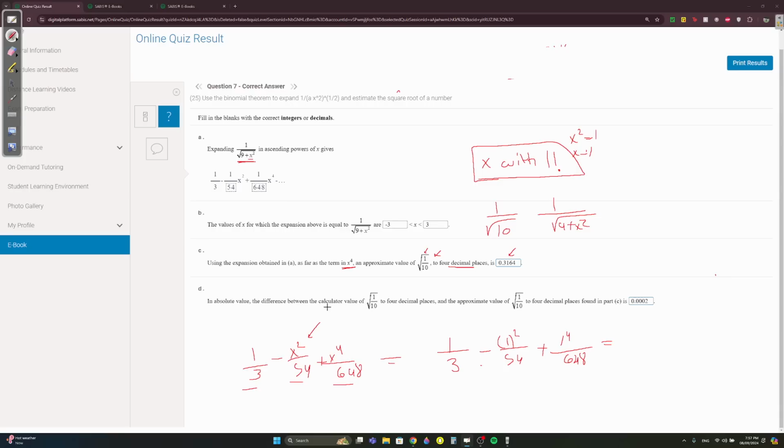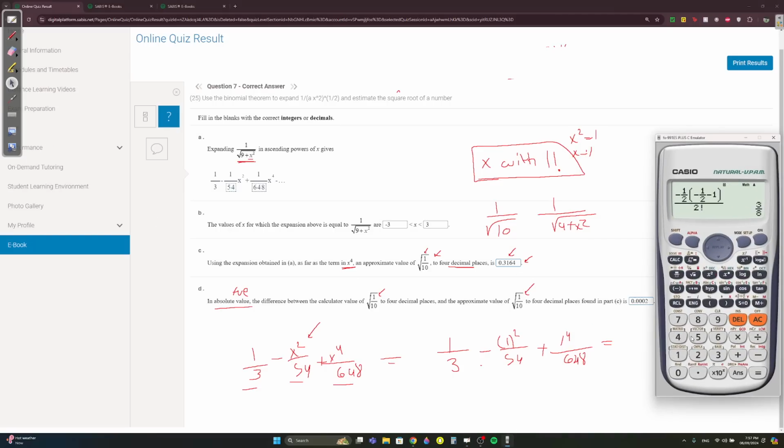Part D, very easy. In absolute value, so they just want the positive value of the difference between the calculator value of 1 over radical 10 and the approximation that we found here. So we take 0.3164, or you can just put absolute value first. Where's absolute? Here, shift hyp, absolute value, 0.3164 minus 1 over radical 10.